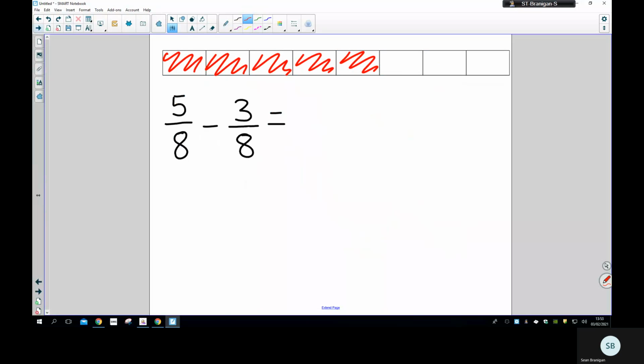Okay. 5 8s minus 3 8s. Got 5 8s at the top. 1, 2, 3, 4, 5. I'm going to subtract 3 8s. 1, 2, 3. I have 2 8s left. 2 8s.